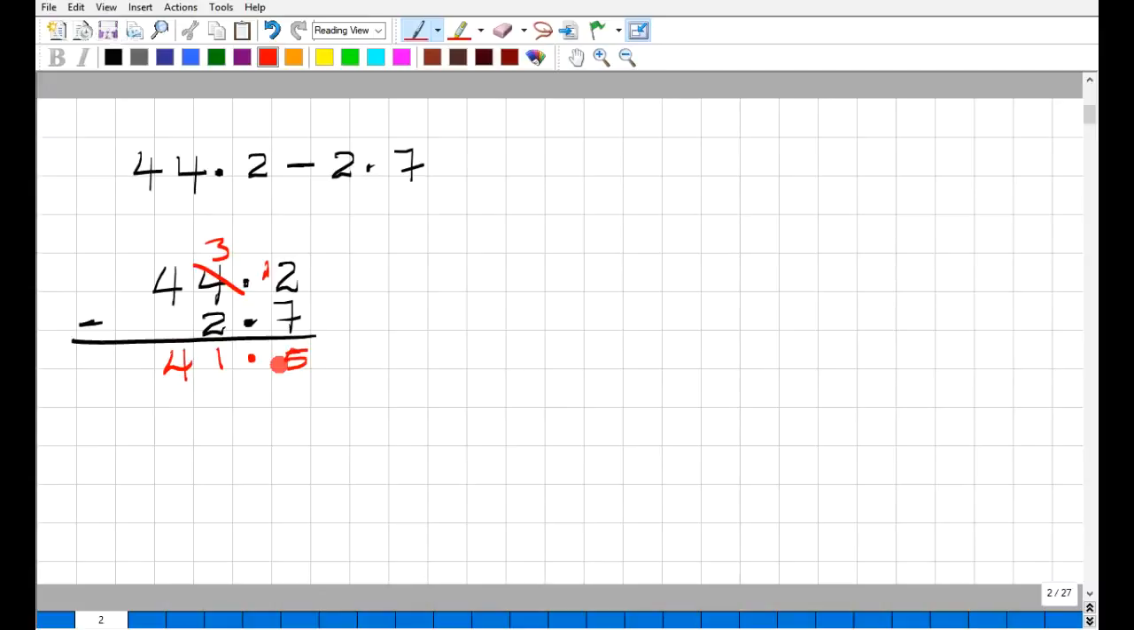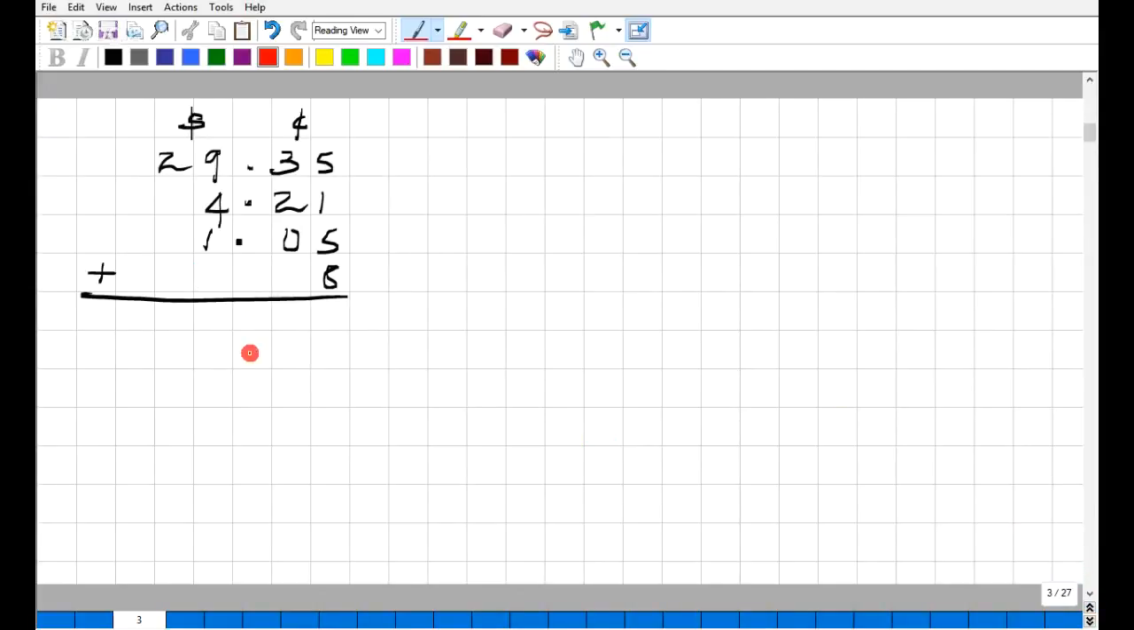Okay. So when I take 2.7 from 44.2, my answer is what? 41.5. All right, very good. What type of problem is this? Subtraction problem of decimals.